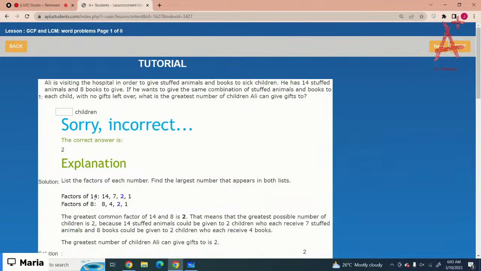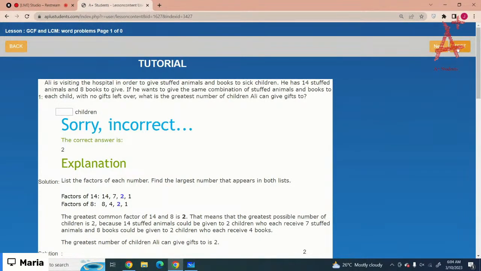So the factors of 14 are 14, 7, 2 and 1. Got it? That means they are the numbers that when multiplied make 14. Then you have to write down the factors of 8. So the factors of 8 are 8, 4, 2 and 1. So the greatest common number is 2. That means 2 is the factor of both 14 and 8. So 2 is the greatest number of children that Ali can give gifts to. Got it?